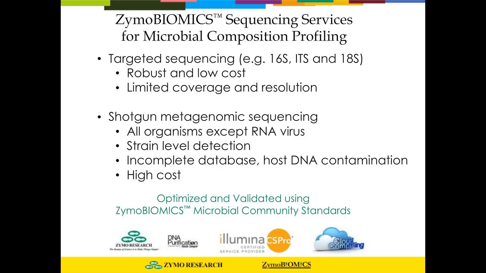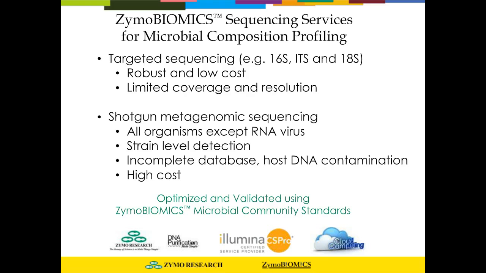The targeted approach is robust and of low cost, but it also has limited coverage and limited resolution. For example, 16S rRNA gene targeted sequencing cannot detect eukaryotes and virus. And in most cases, it can only identify bacteria to the genus level.